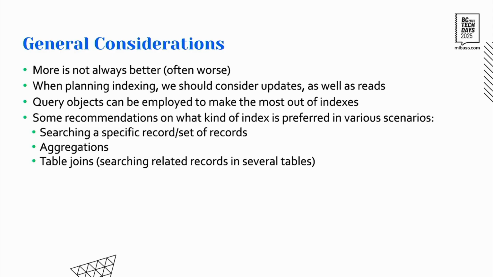So we should use query objects when developing, to get the most out of those indexes, to not create such heavy indexes, to somehow make it a covering index or something, because we can predict the resulting SQL query in a better way. And then some recommendations of what kind of index is preferred in various situations: when we are searching specific records, aggregations, of course, table joins might also benefit from indexes, but again, it depends.